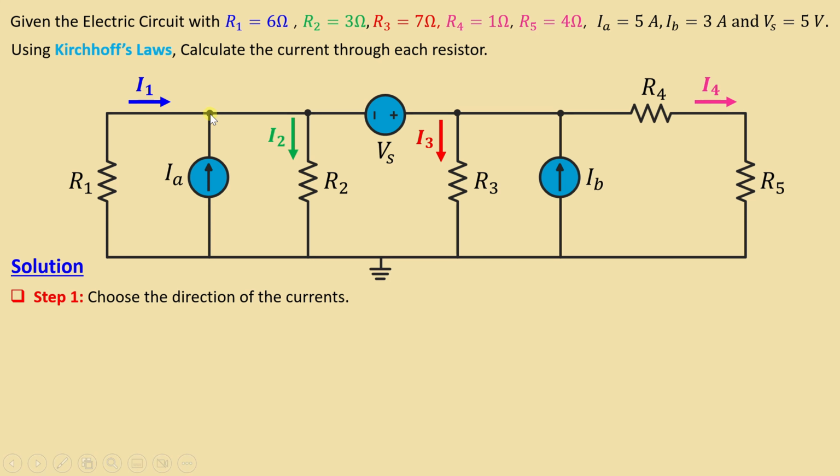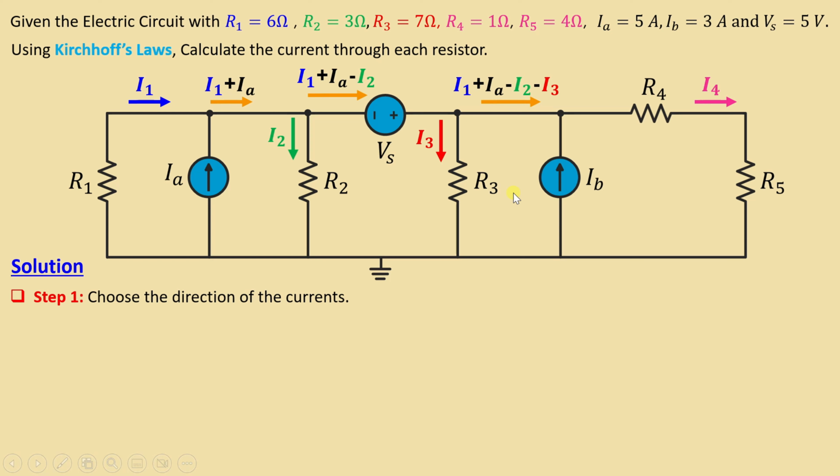We can see in this node that IA is entering the node and I1 is entering the node. That means the current flow here is I1 plus IA, and in this node I1 plus IA is entering and I2 is leaving. That means this current is I1 plus IA minus I2. Here in this node, I3 is leaving and I1 plus IA minus I2 is entering, so this current is I1 plus IA minus I2 minus I3.